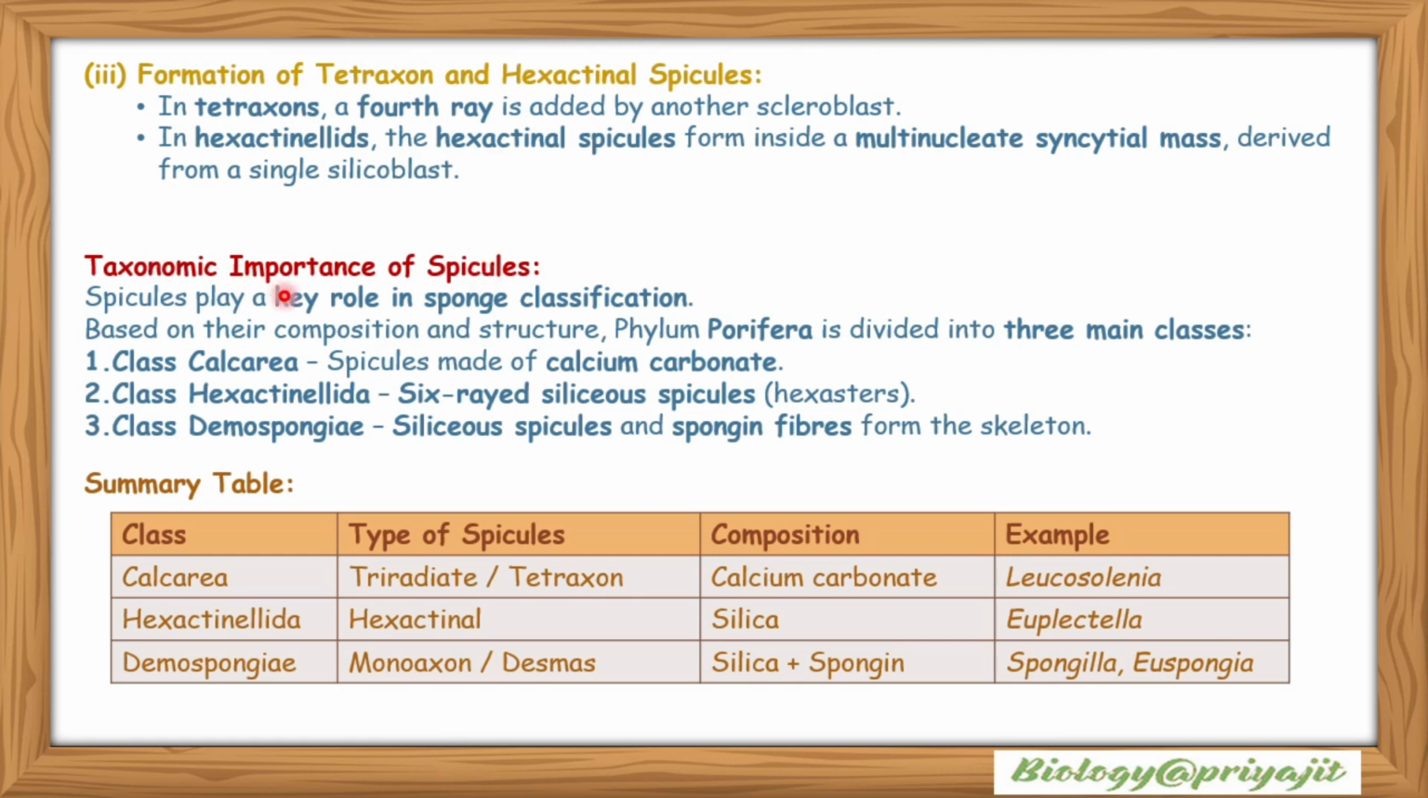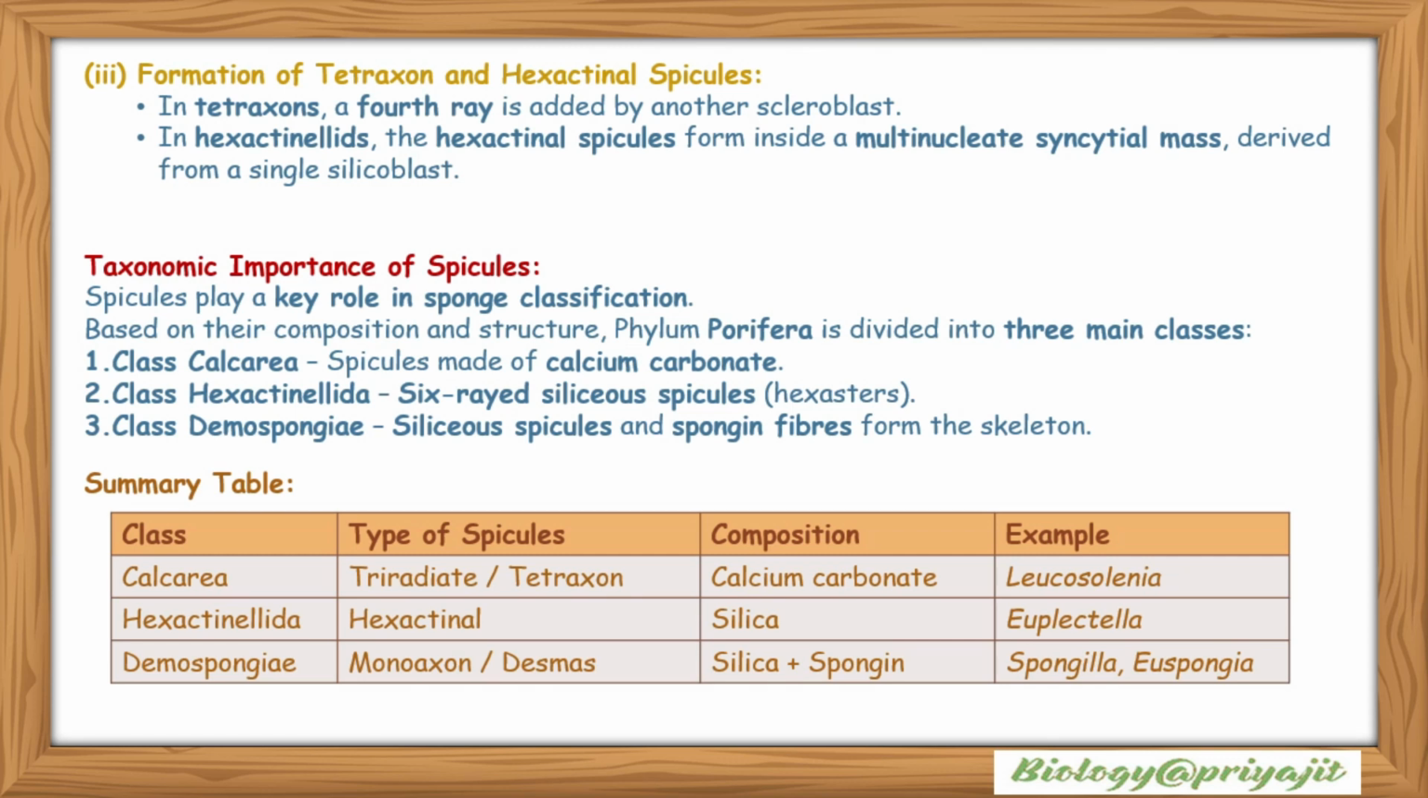What is the taxonomic importance of spicules? Spicules play a key role in sponge classification. Based on their composition and structure, phylum Porifera can be divided into three main classes. Class Calcarea: spicules are made up of calcium carbonate. Class Hexactinellida: there are 6-rayed siliceous spicules or hexasters. Class Demospongiae: siliceous spicules and spongin fibers form the skeleton.